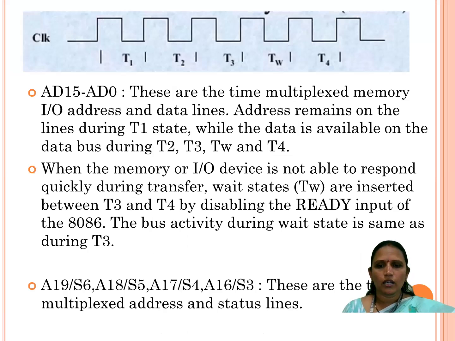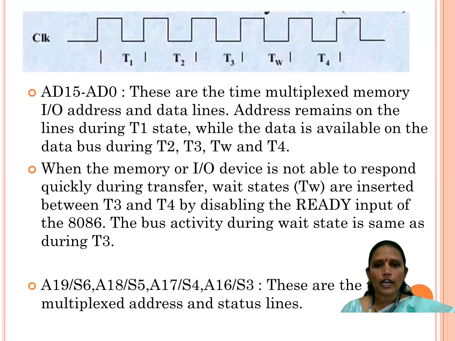Now we can see a clear description of each and every pin. First are the address and data pins, AD15 to AD0. These are the multiplexed memory and IO address and data lines. The address remains on the lines during the T1 state, while the data is available on the bus in the remaining states, that is T2, T3, TW and T4.